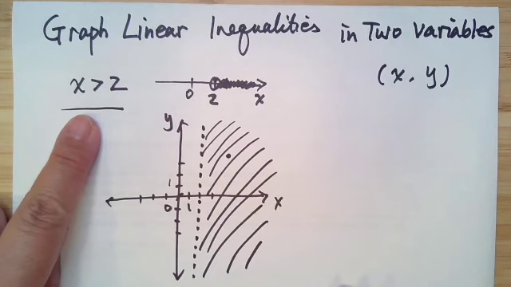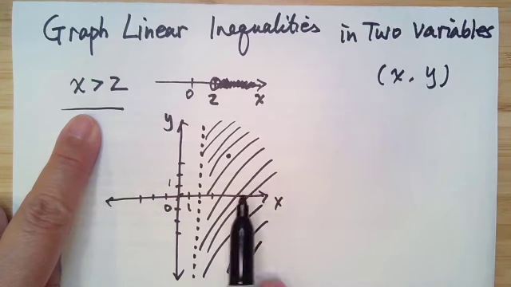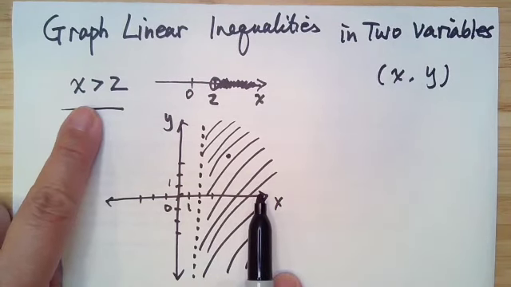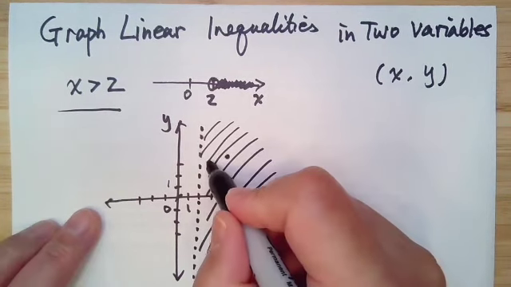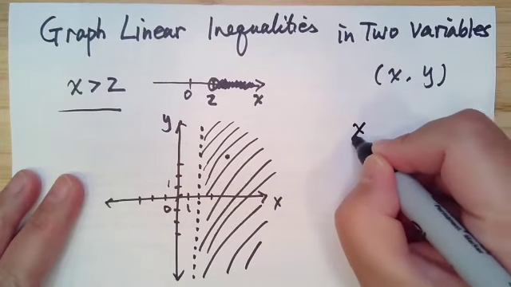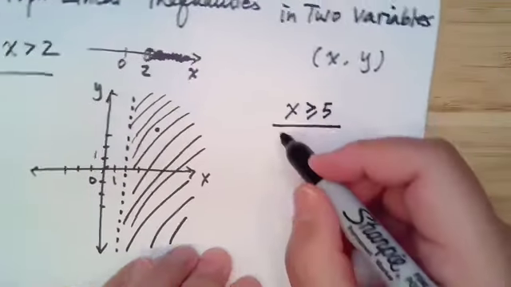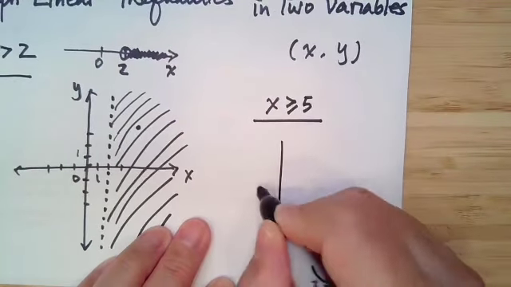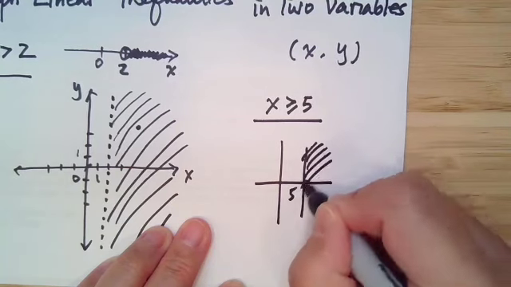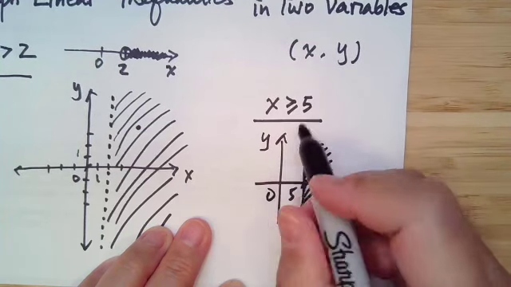Because for every single point in this 2-variable space, or 2-dimensional space, every single point in my shaded area has an x coordinate greater than 2. And it cannot be equal because I have this dotted line. What about if I ask you to draw x is greater than 5 in 2 variables? Then here's 5. I use a solid line. Solid line is when you have the greater than or equal sign here.